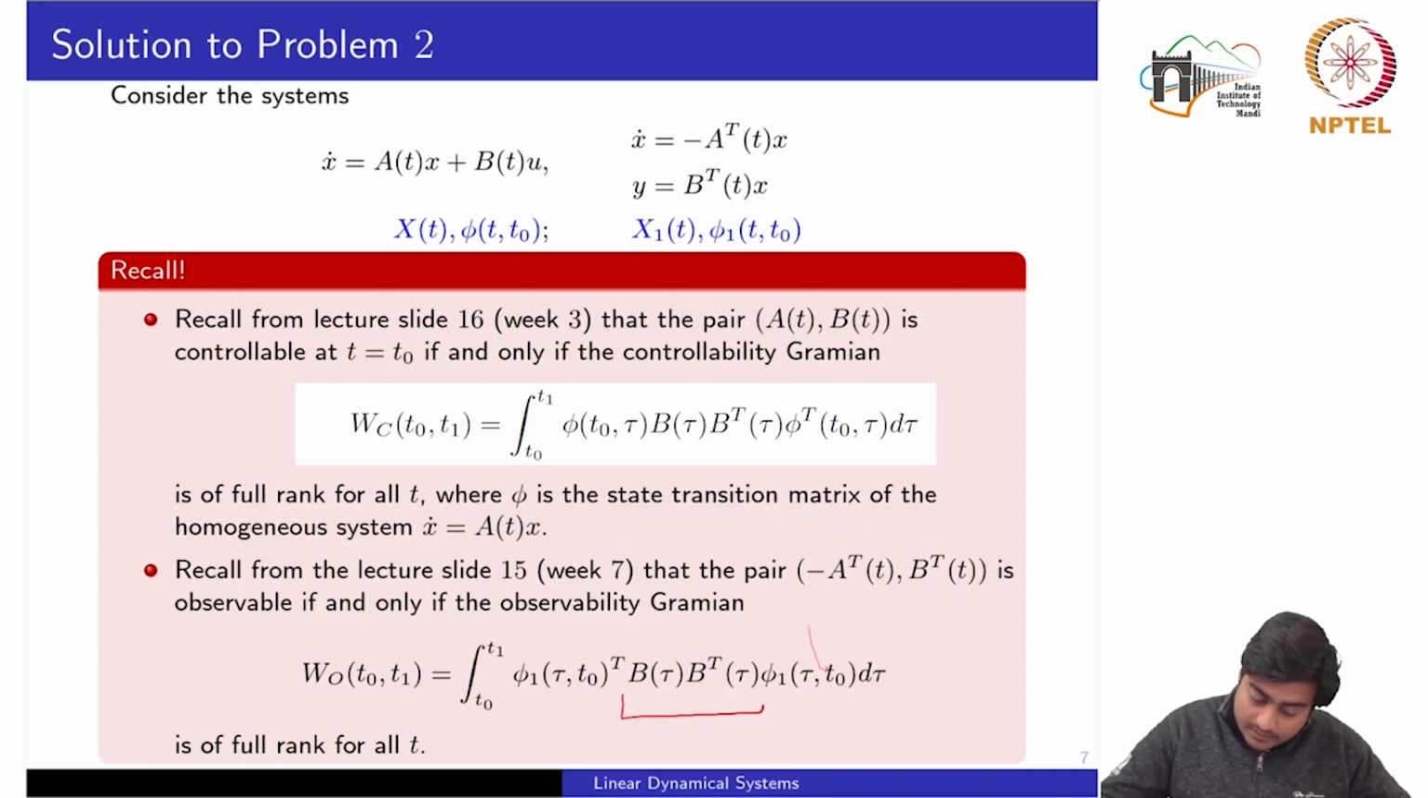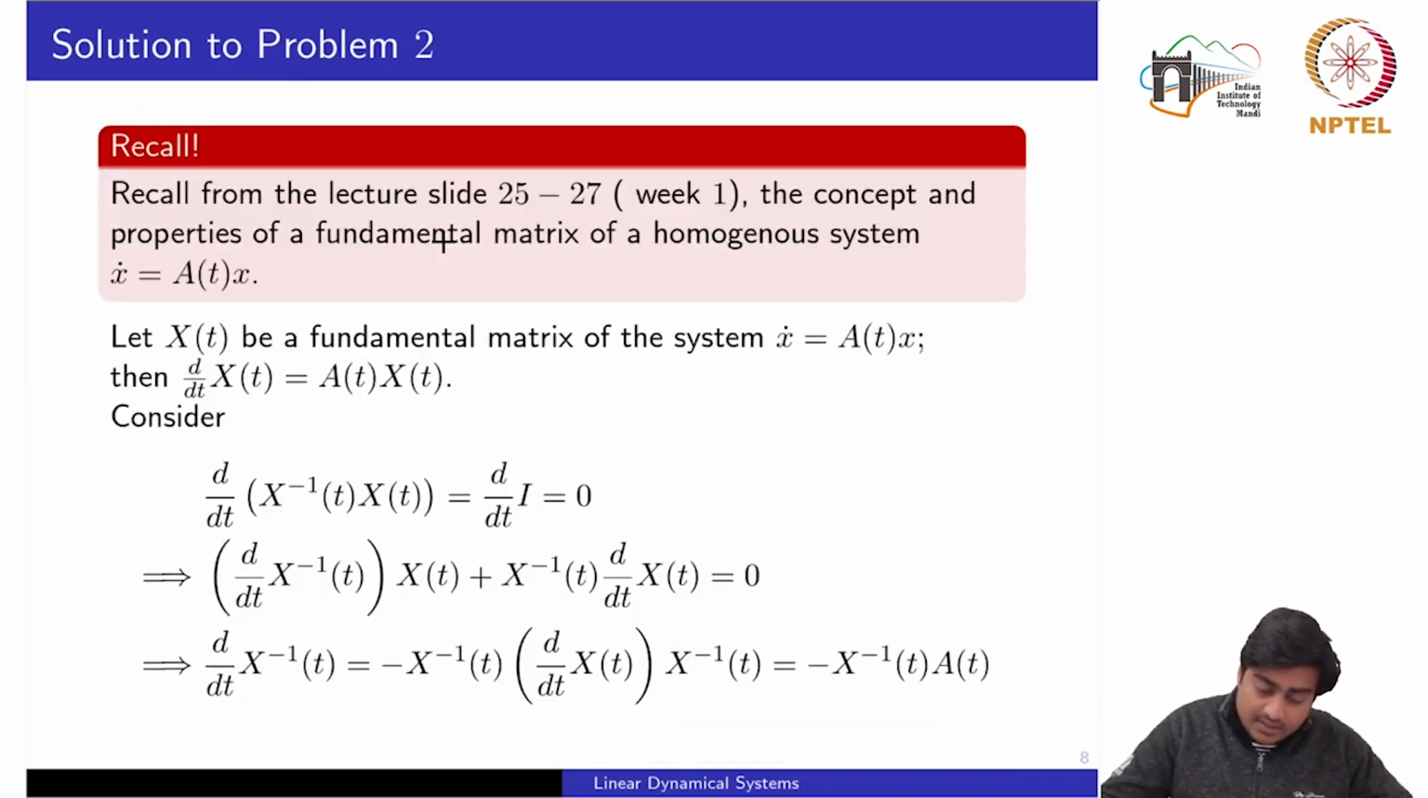Now to show the equivalence between WC and WO, we need to show the equivalence of the state transition matrices, and the solution of the state transition matrix basically hinges upon the fundamental matrix. So let's see if there is any relationship between the fundamental matrices of both systems, and then we will come directly to the state transition matrix. Let X(t) be the fundamental matrix of this system. We only need to consider the homogeneous system. Then we know that the fundamental matrix satisfies this equation.